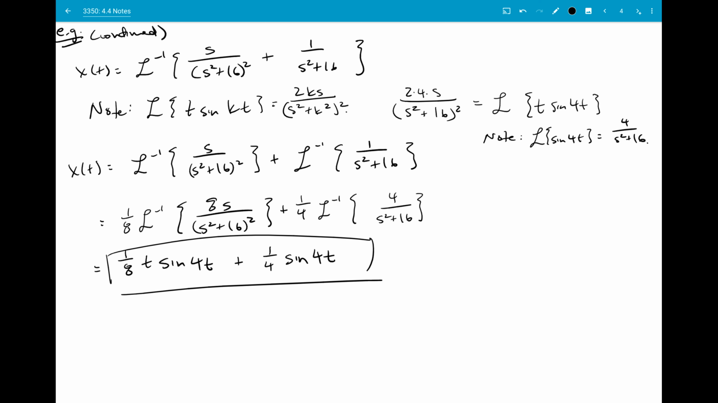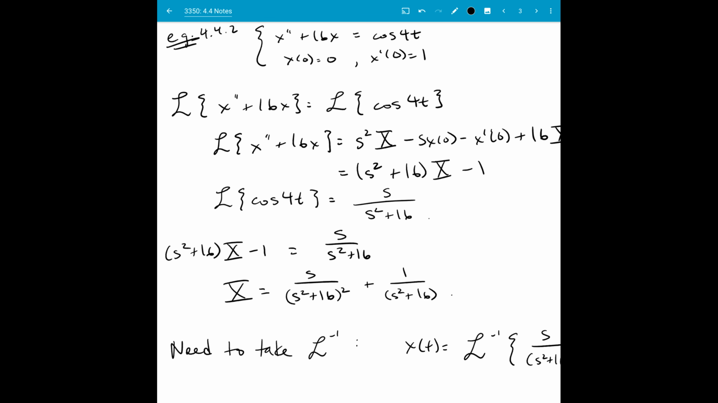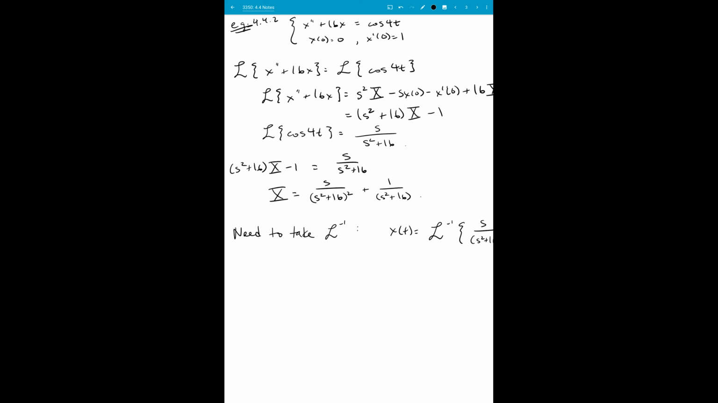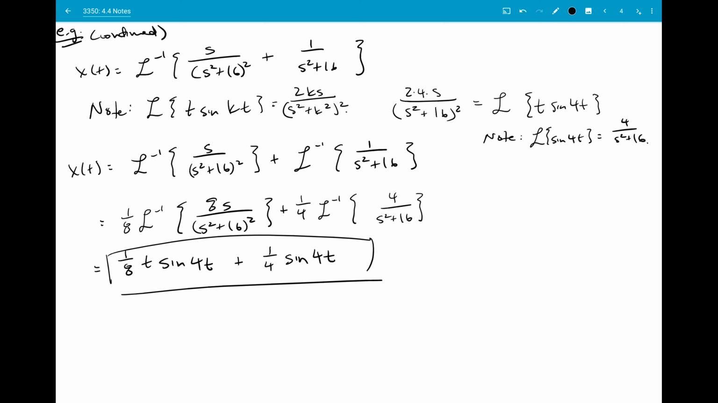I guess you could note real quick that you could have solved this using constant coefficients with undetermined coefficients for the non-homogeneous part, but we just did it with Laplace transforms. So that's a new method that's available to us. I'm going to stop here and then we'll do another example next.